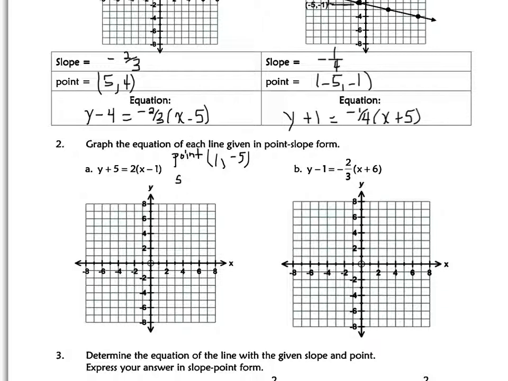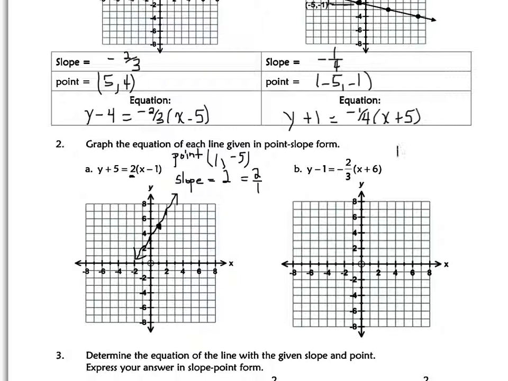And the slope is just this number right here in front of the x stuff in brackets. So we want to plot the point 1, -5 and then count the slope. Slope would be the same as 2 over 1, so we go up 2, right 1, or down 2, left 1. That would result in a positive slope of 2.